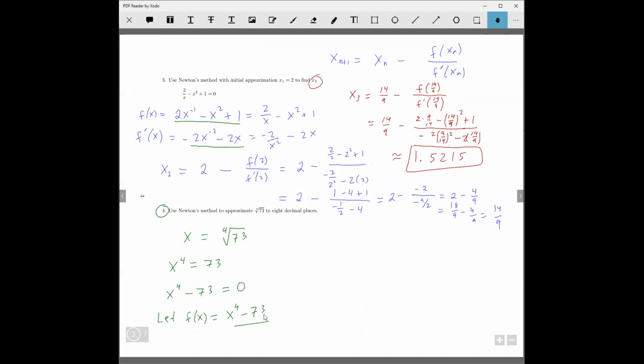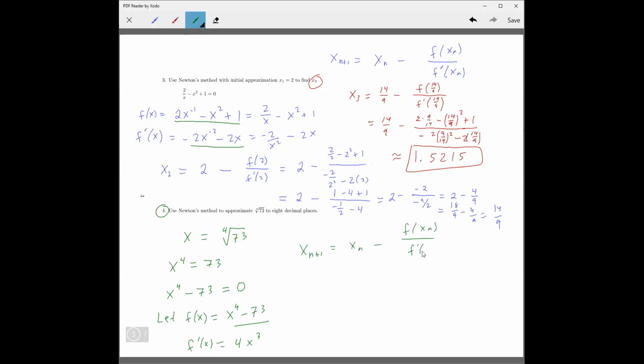Okay, so this right here. Here's our f, and our f prime is going to be 4x cubed. So x_{n+1} is equal to, here's the formula. The numerator will be x_n to the 4th minus 73, over the derivative, which is 4 x_n to the 3rd. So I'm going to put that information into Excel.